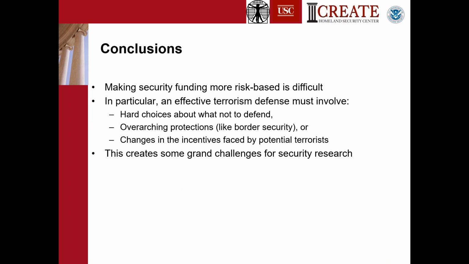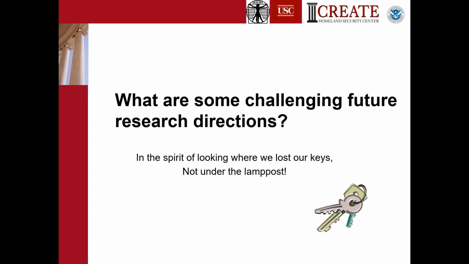Moving on to talk about what is difficult in risk-based security. An effective terrorism defense involves hard choices about which assets not to protect, some investment in overarching protections like border security and intelligence, or changes in the incentives faced by terrorists to deter or discourage terrorism in the first place. And these issues create some challenges for security research.